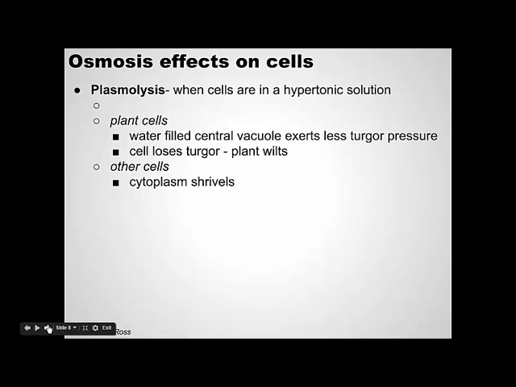The opposite of cytolysis is when cells are placed in a hypertonic solution. What happens to cells placed in a hypertonic solution? They shrink. Yeah, they shrivel because water is leaving the cytoplasm more than it's coming in, and the cells lose water, and the cytoplasm shrinks. In plant cells, you have a reduction in turgor pressure, which leads to the wilting of plants. In other types of cells, the cytoplasm shrivels up and the cell becomes smaller.